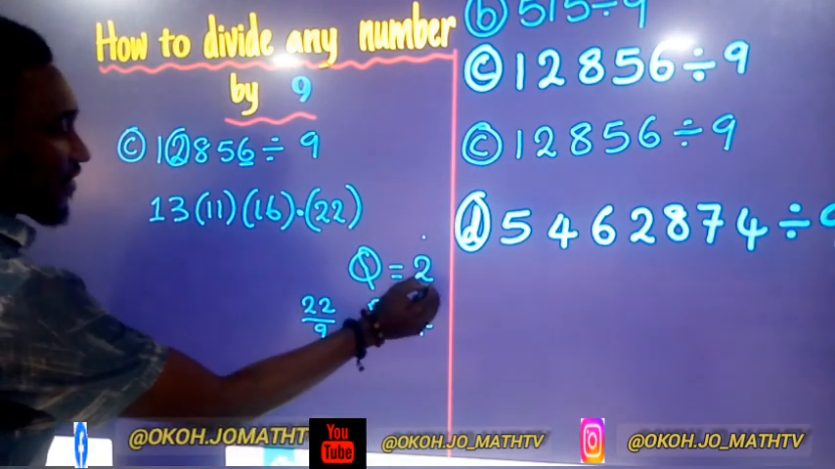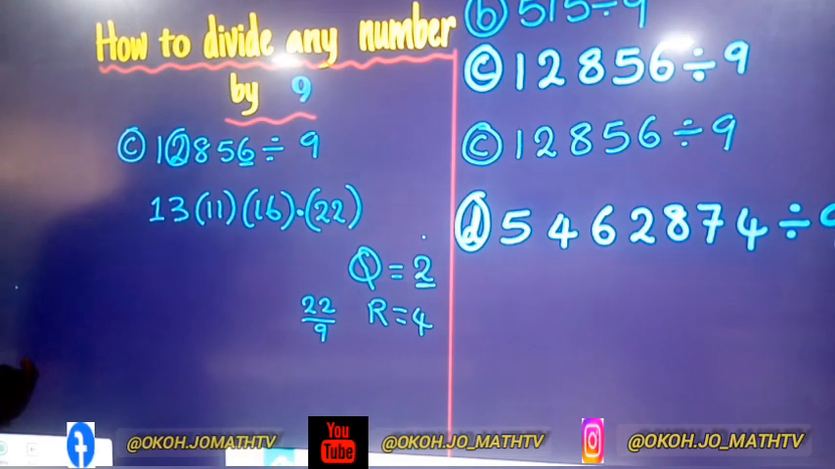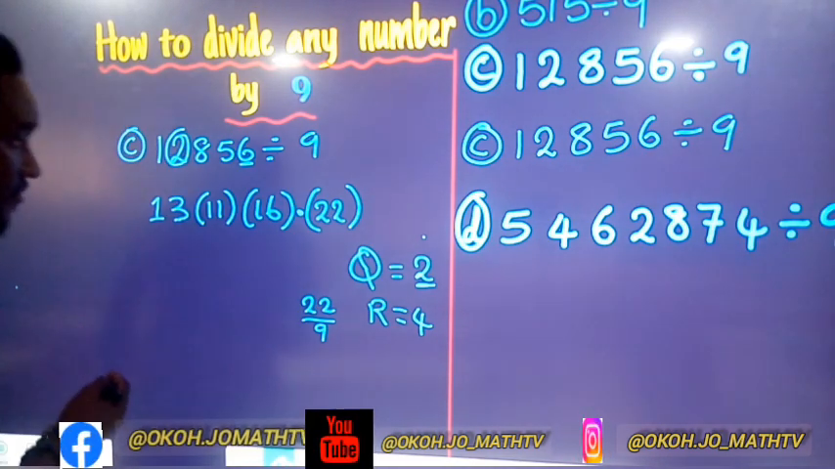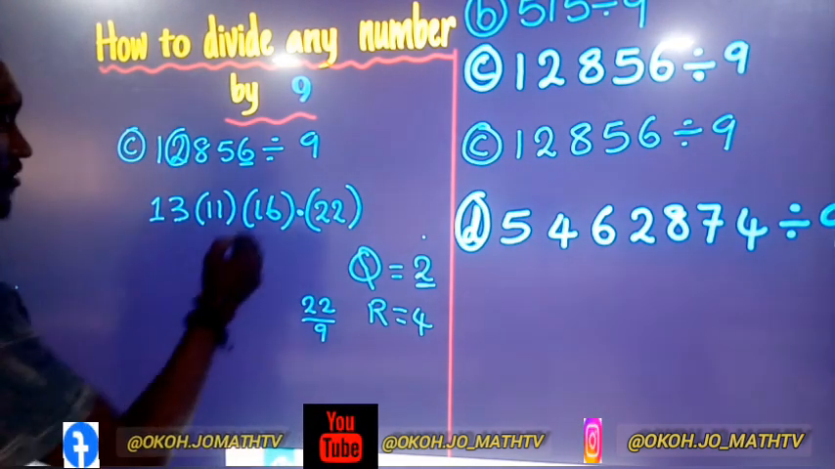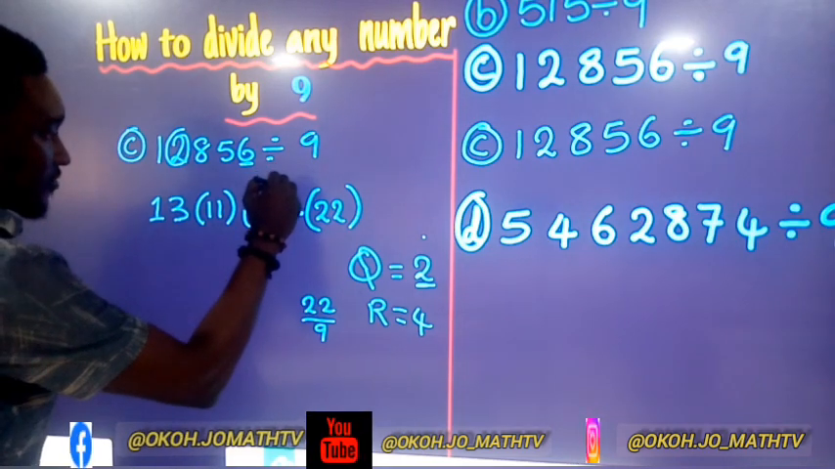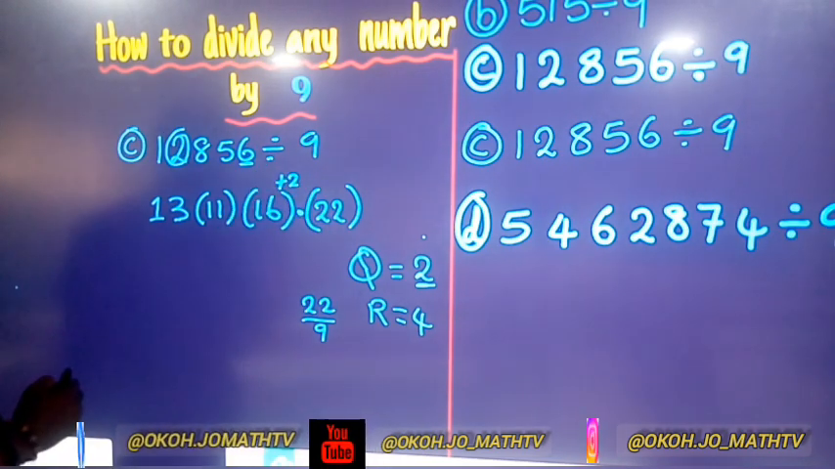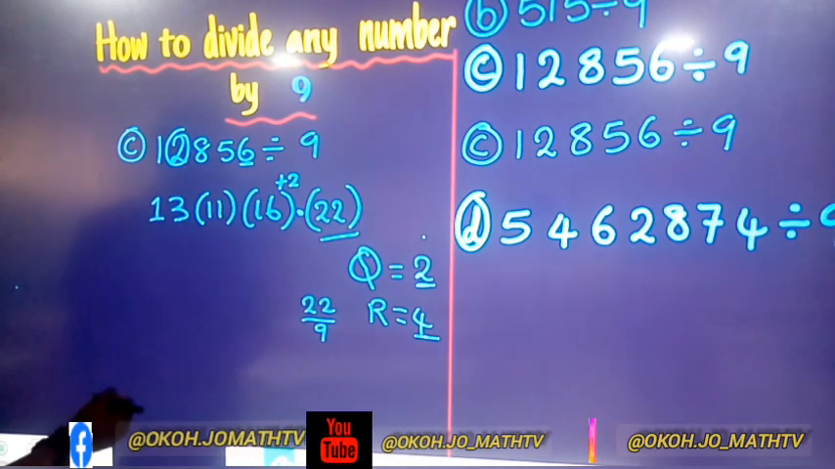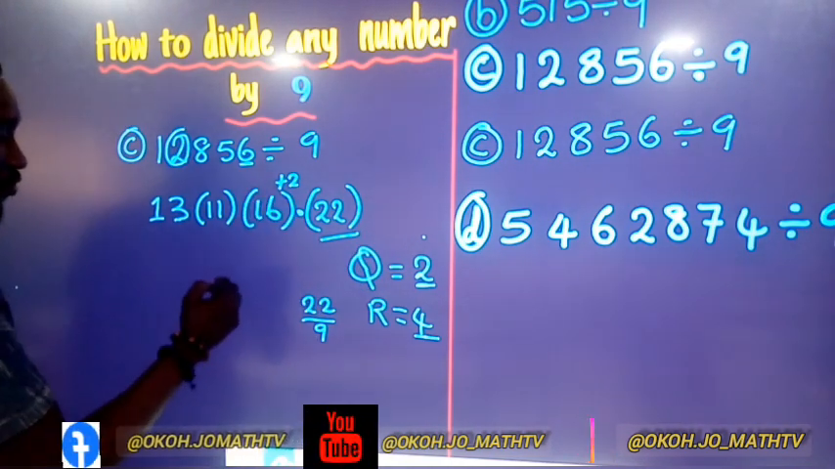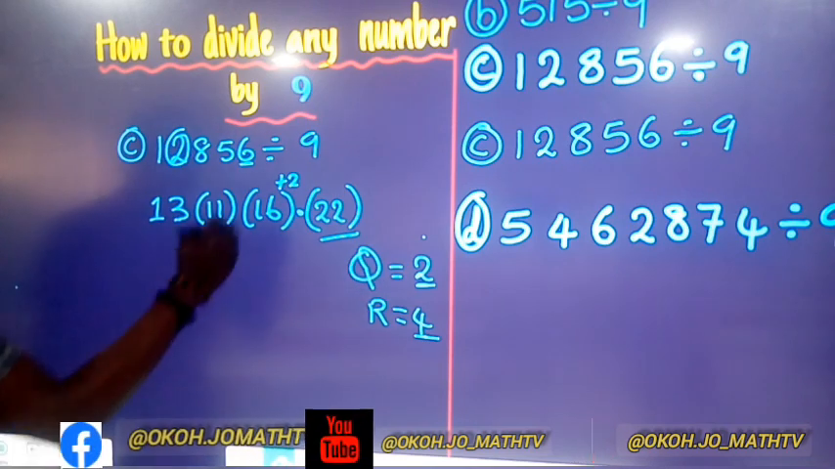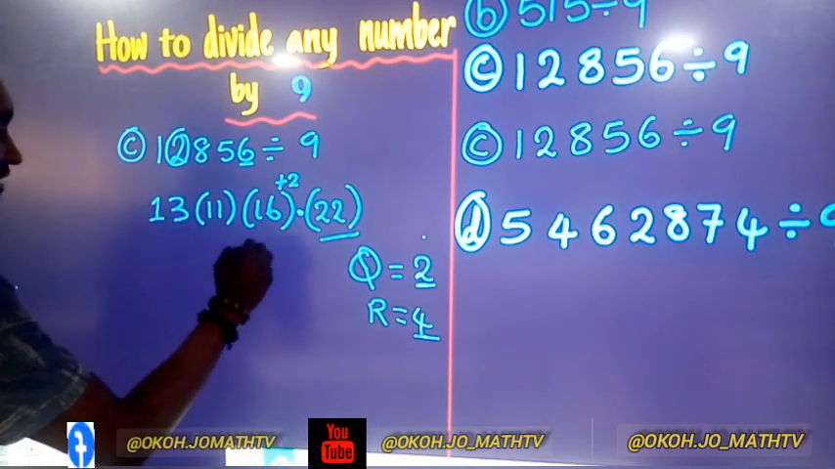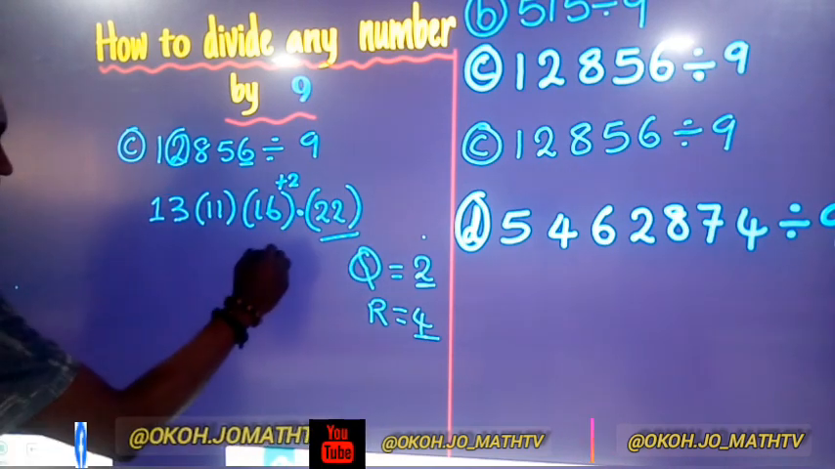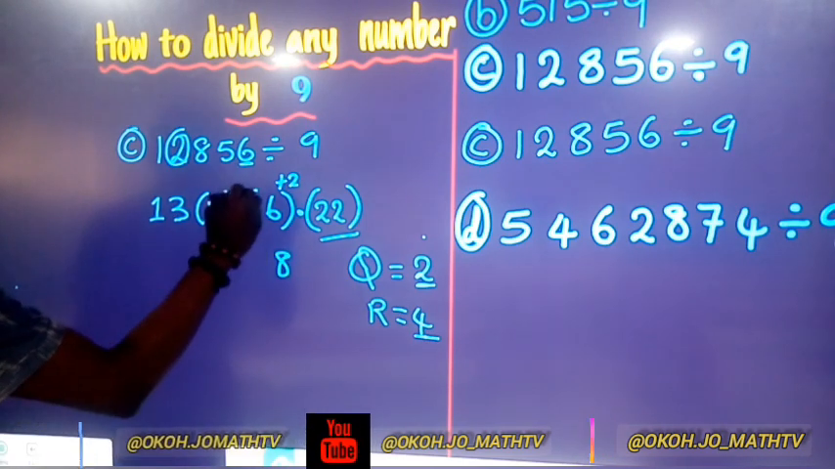So now this very 2, what should we do to it? We will add it to this 16. 16 plus 2. Is that okay? Then this 4 is now forming part of our remainder. So 16 plus 2 is now what? Let me clean this. 16 plus 2 is 18. Isn't it? So write 8, carry 1.